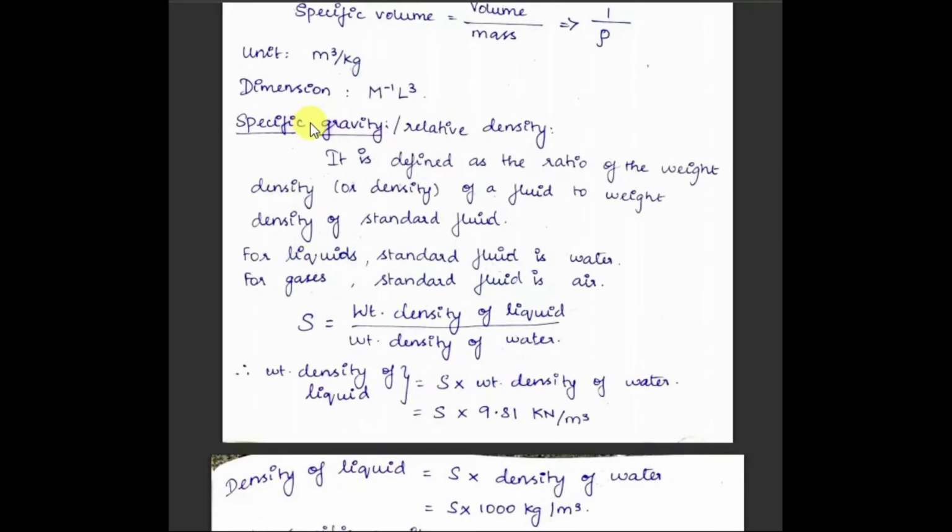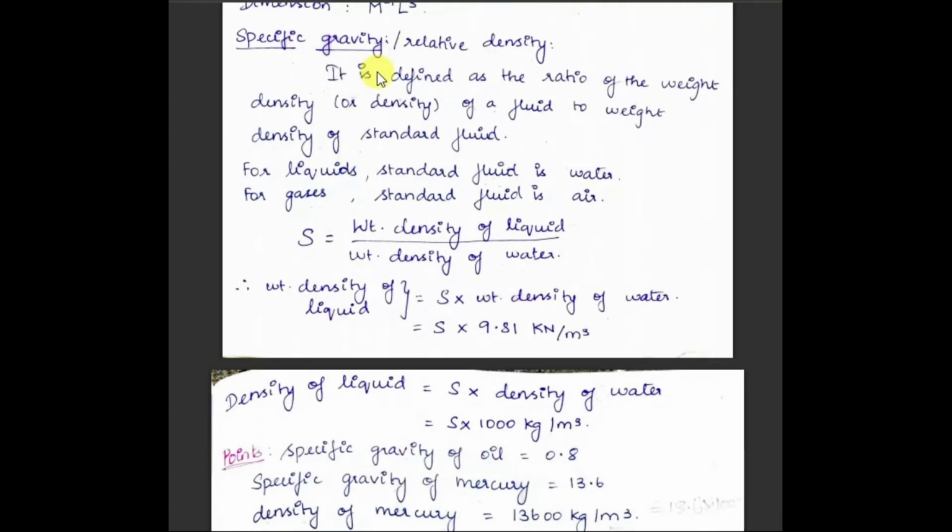The fourth property is specific gravity or relative density. It is defined as the ratio of weight density or mass density of a fluid to that of a standard liquid. For liquids, the standard fluid is considered as water. For gases, the standard fluid is air. So the specific gravity S is equal to weight density of liquid by weight density of water. This can otherwise be written as mass density of liquid by mass density of water.